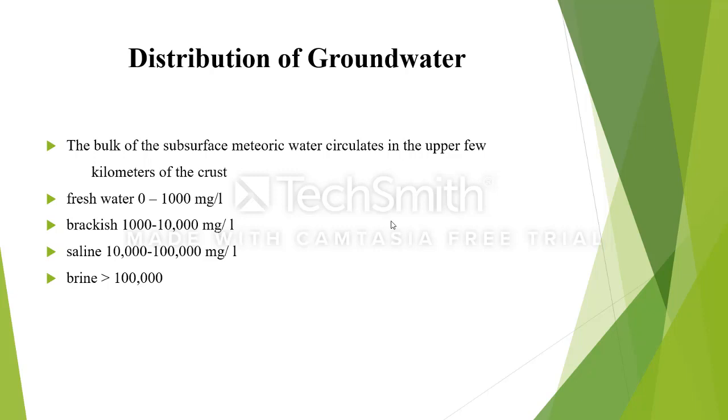Fresh water is 0 to 1000 milligrams per liter. Brackish water is 1000 to 10,000 milligrams per liter. Saline water is 10,000 to 1 lakh milligrams per liter. If more than 1 lakh, the water is called brine.